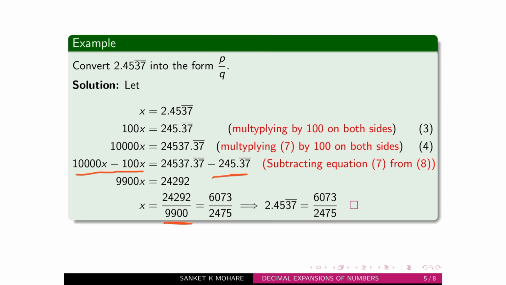which in its reduced form is 6,073 upon 2,475. So therefore 2.45 bar 37 is equal to 6,073 upon 2,475, which is the required form of p by q.